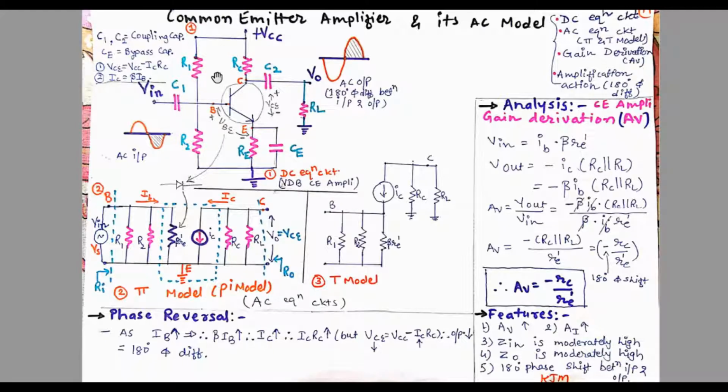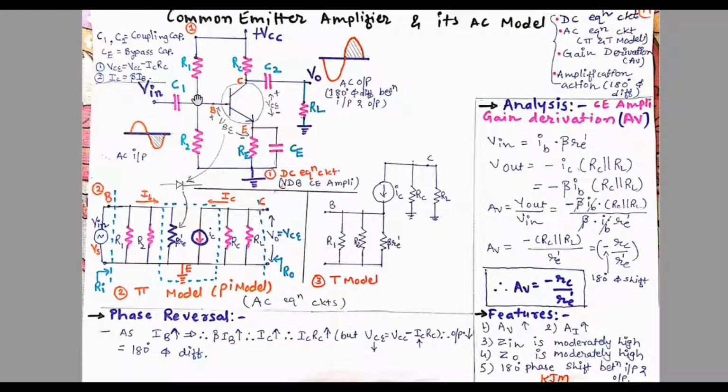The most important thing is that we always use the voltage divider bias circuit as the DC equivalent circuit. We have already studied the voltage divider bias circuit, VDB, in the biasing chapter. So here the base resistance is divided into two resistances, R1 and R2. Input signal is applied to the base terminal through C1 and output signal is taken out from the collector through the C2 capacitor.